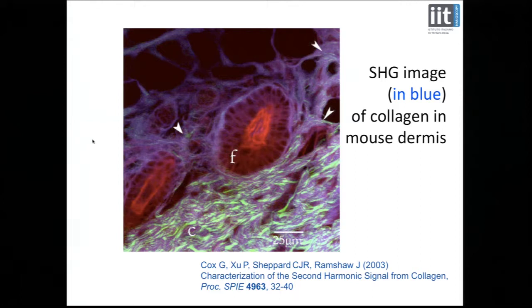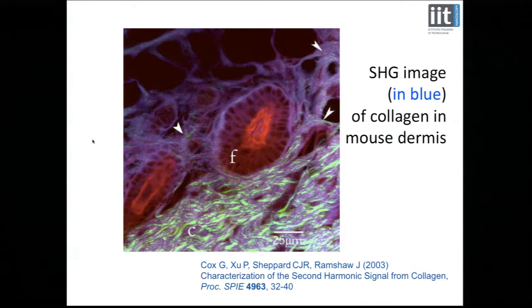This is just a pretty picture I thought you might like to see. This is an example of skin, which has been labeled with two fluorescent labels, but the blue is actually from second harmonic generation. You get very strong second harmonic generation from collagen, which is in skin. When I was in Australia, as well as being in the School of Physics, I was also with the Australian Key Centre for Microscopy. So this work was done as part of that Centre for Microscopy.